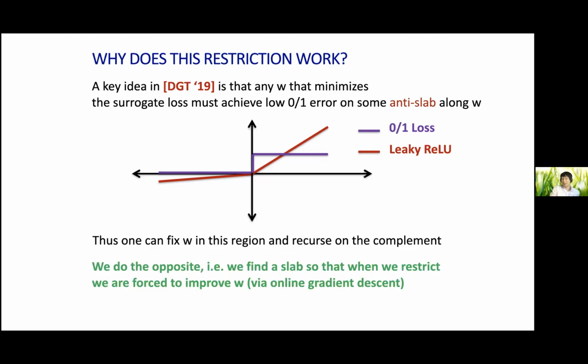If you want to view it this way, the insight is that instead of looking at the anti-slab, we should try to look at the slab, because the anti-slab is where W does well. From a gradient-based optimization perspective, we don't learn anything from the anti-slab. But on the slab, the complement of the anti-slab, we're maybe not doing so well. So there's a good chance that we could get some information there that's going to help us update W and get a better predictor.